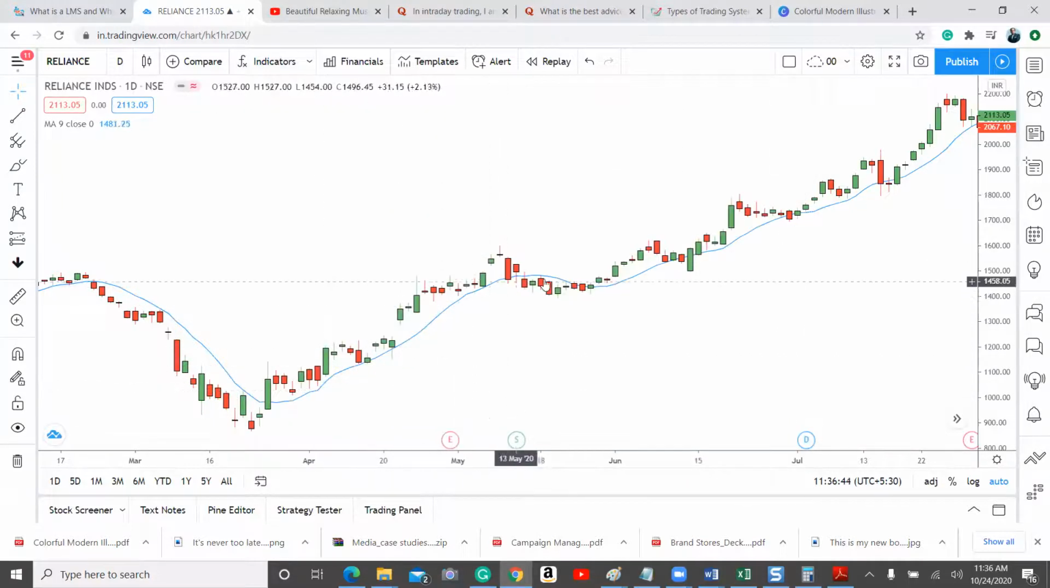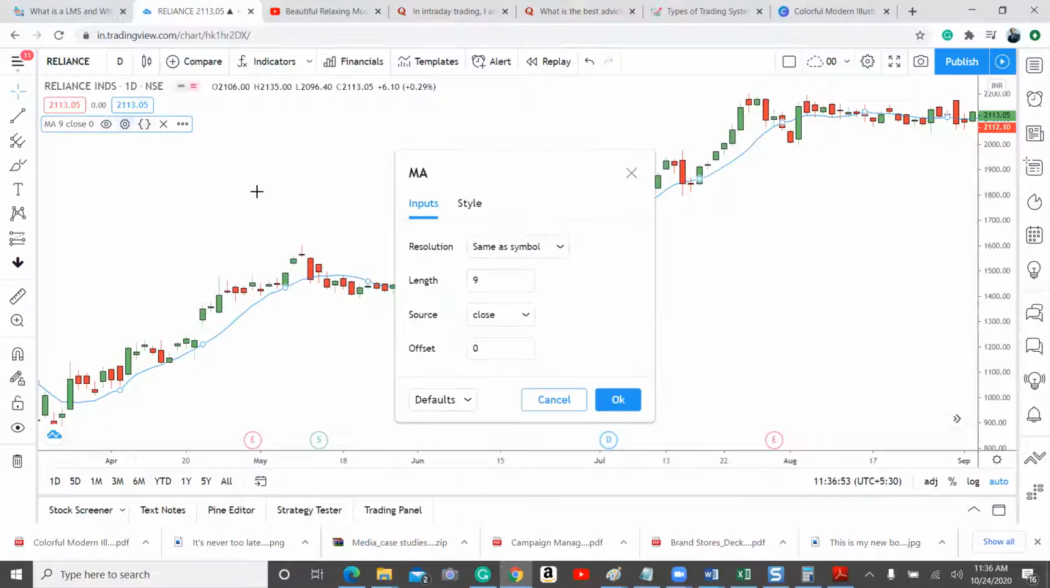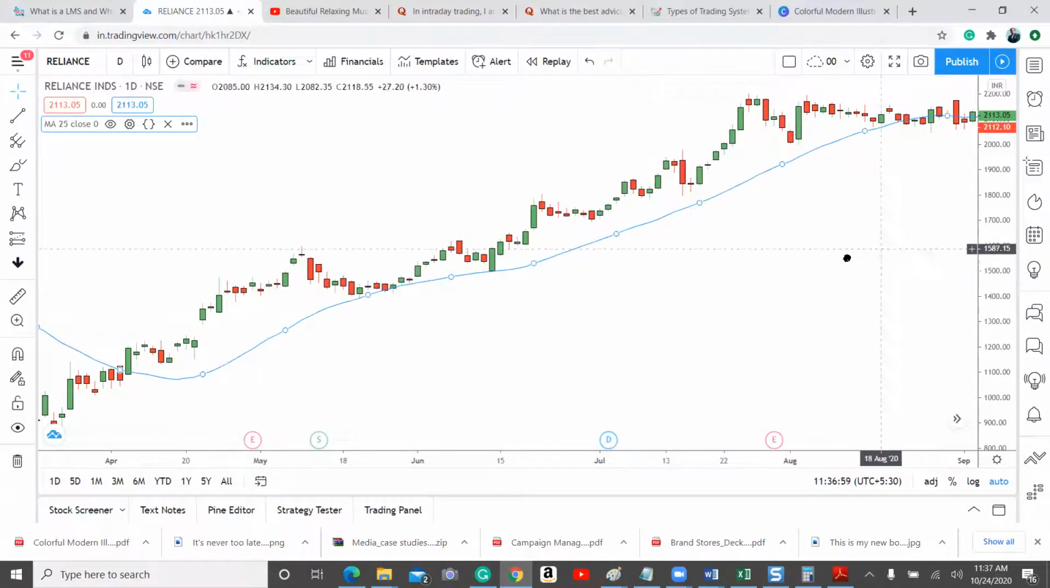See, this is a line, right? So this is a simple moving average. And this is a 9-day moving average. You can change these settings. For example, if you click on these settings, you can change it to 25, and then it becomes a 25-day moving average.